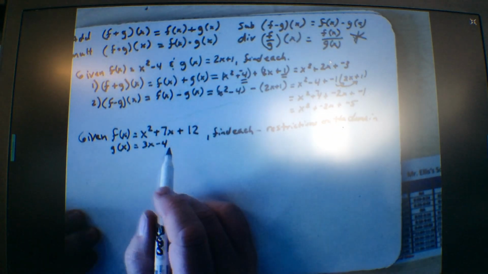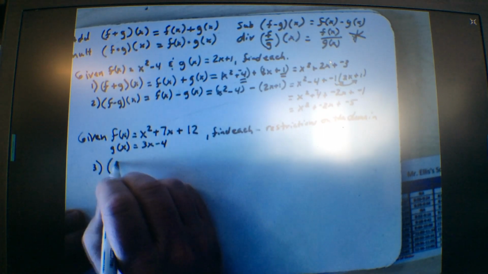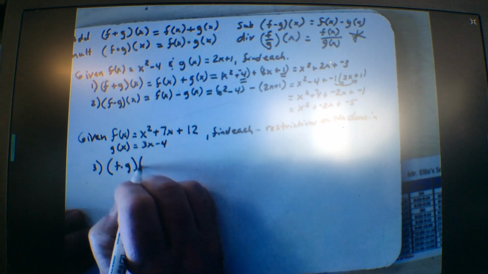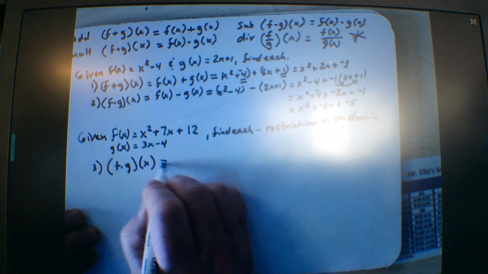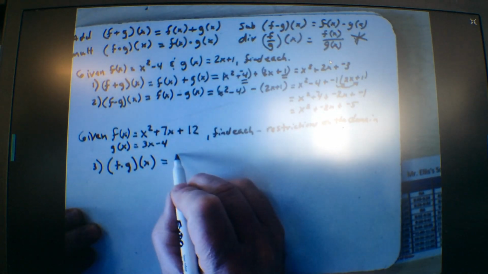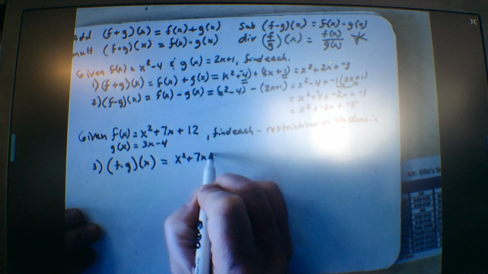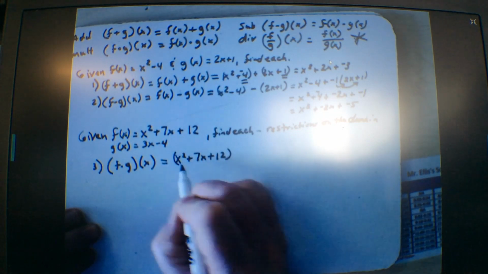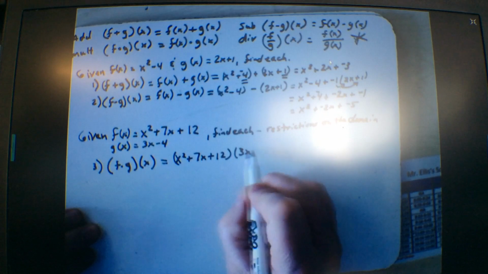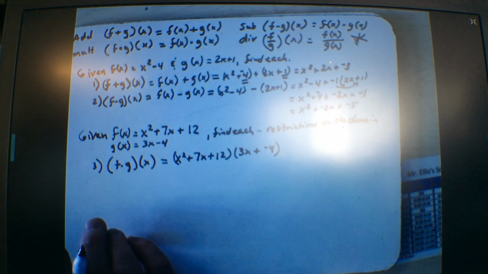So let's talk about it. The first one, number 3, is I want f times g. Okay, so what I want to do is take f, x squared plus 7x plus 12, times 3x plus a negative 4. And here's where I distribute it through top and bottom. I do the first one.